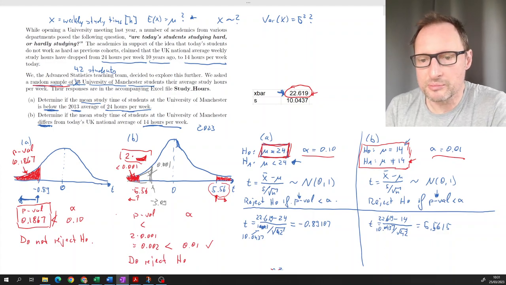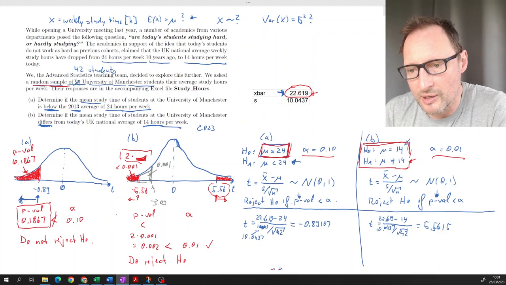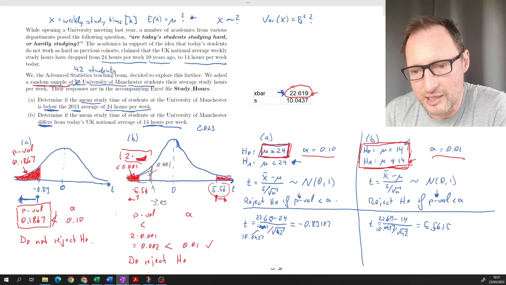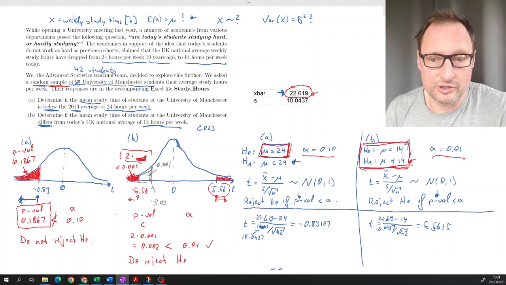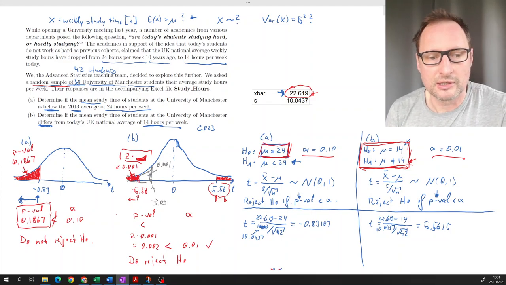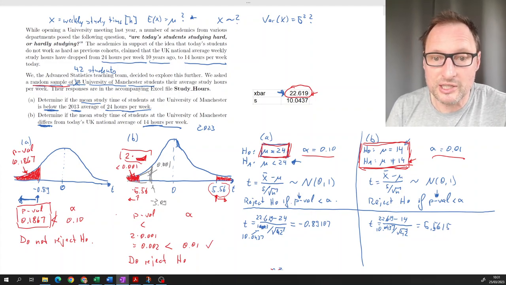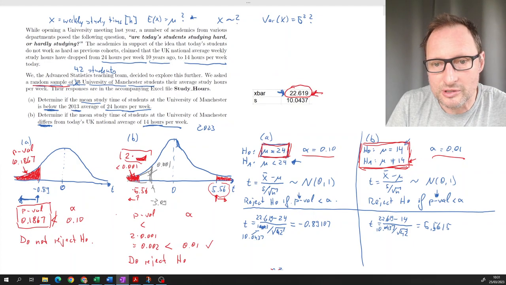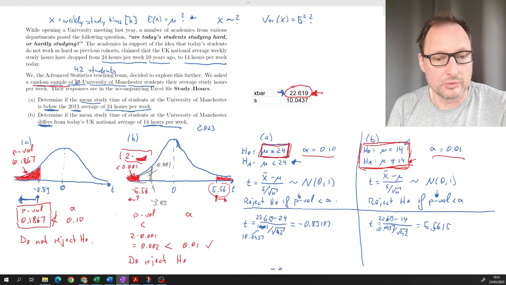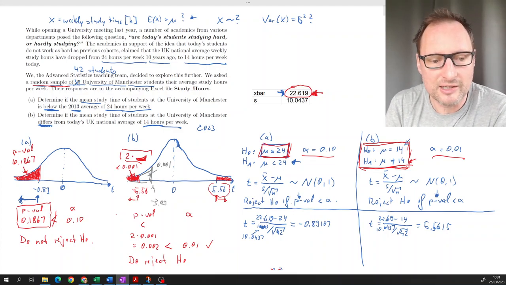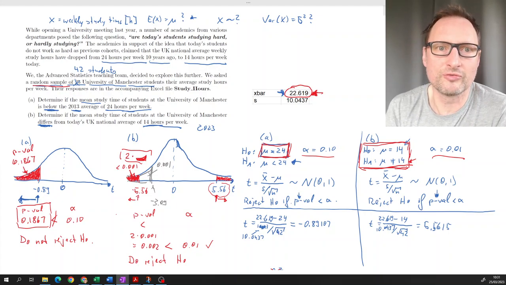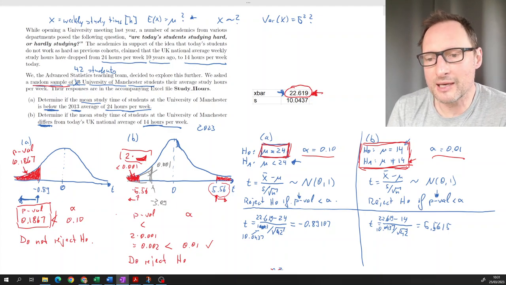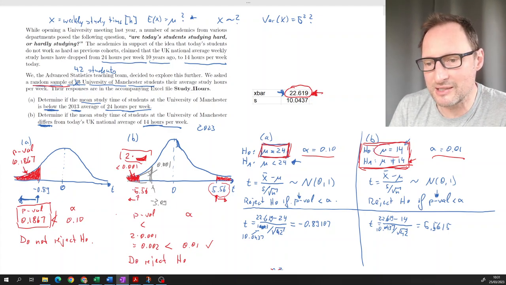So what does that mean? Our null hypothesis asked whether the population mean was different to 14. And the answer is yes. We gathered a lot of evidence to suggest that on average, students in Manchester study more than 14 hours a week, because the probability of getting the evidence we got, 22.7, or more extreme, or further away from 14, is way less than 0.002. So that is very unlikely. That makes it very unlikely that in the population, the mean is indeed 14.